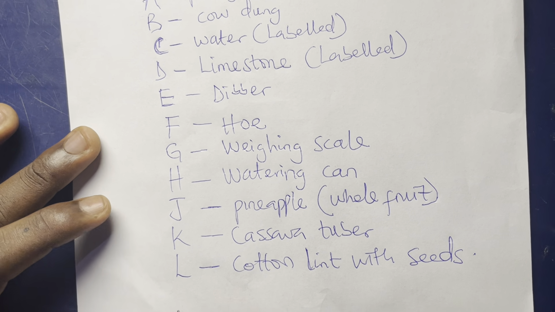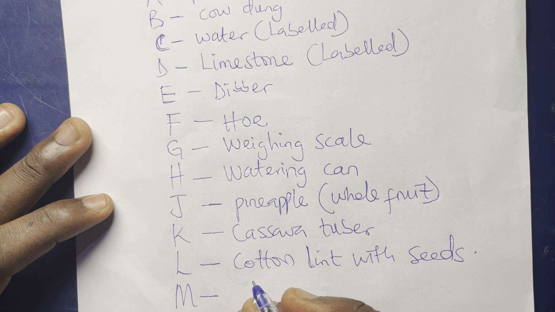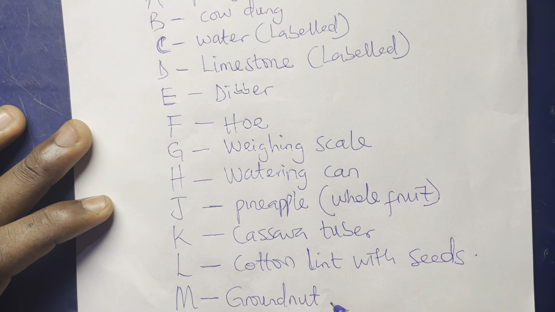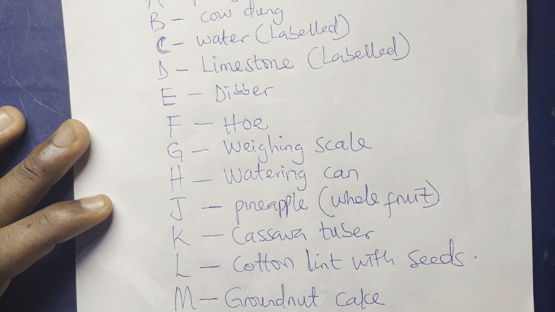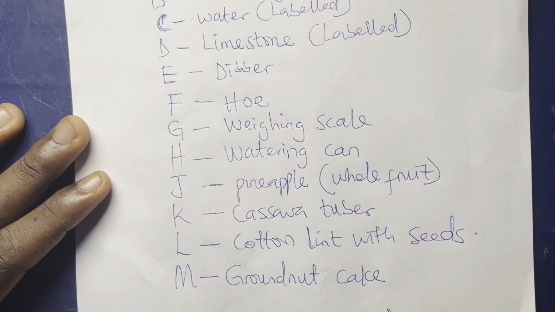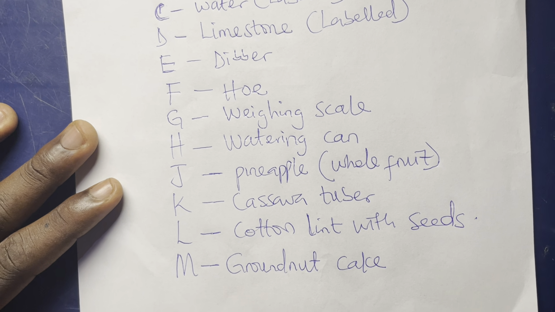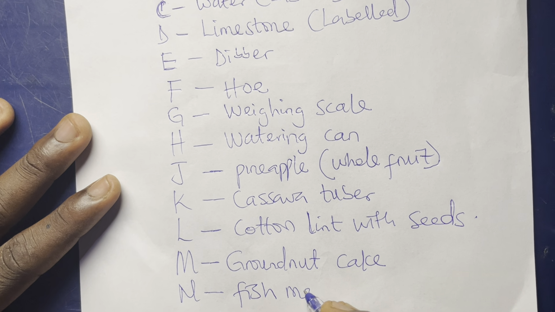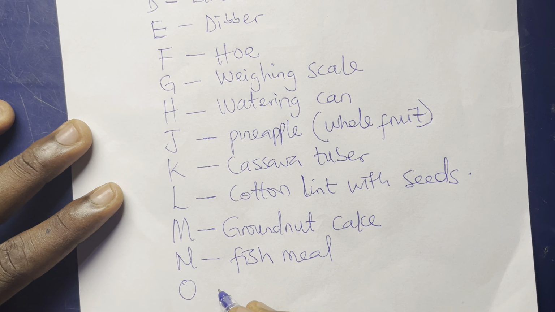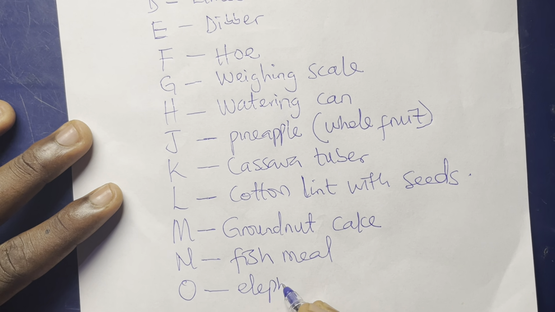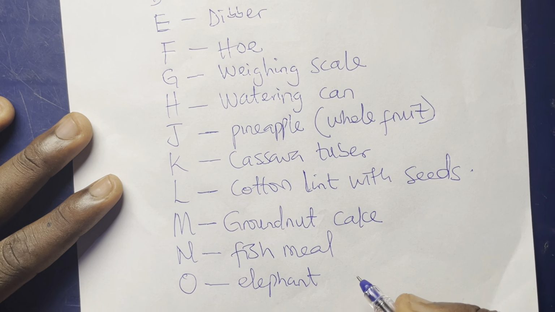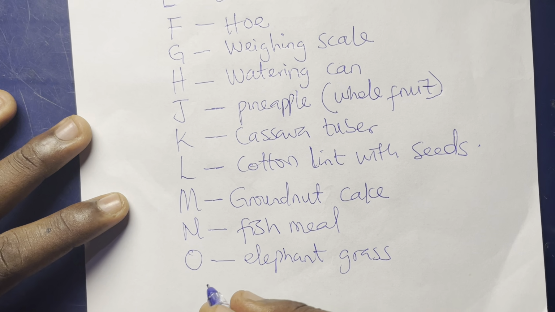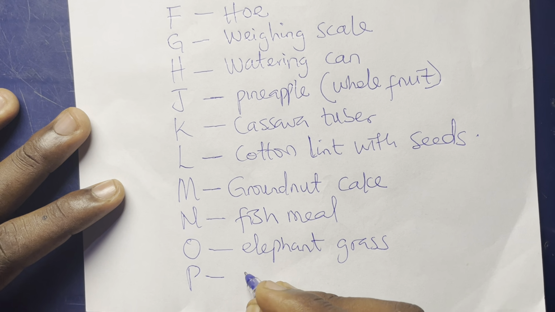Then after L, we have M. Specimen M is groundnut cake. The Yorubas call it kuli kuli. That's groundnut cake, specimen M. Next one is N. Specimen N is fish meal. And specimen O is elephant grass. And the last one is P. Specimen P is guinea grass.